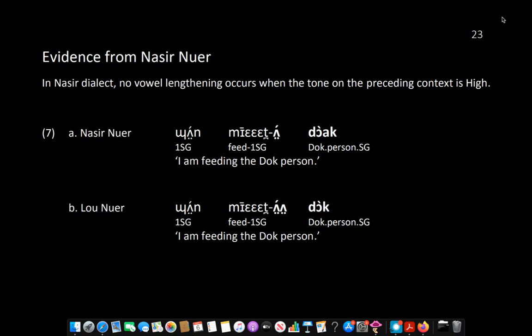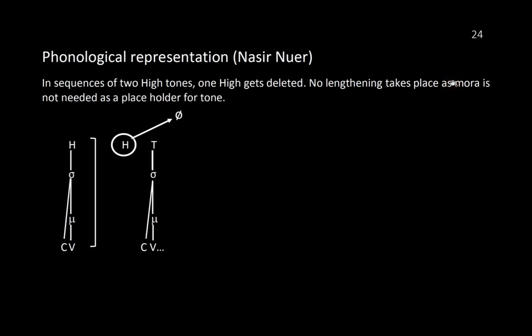The Nasser data suggests that in sequences of high tones, one of those high tones gets deleted. The way to understand the absence of vowel lengthening in the preceding context is then to assume that the mora is needed as a placeholder for the complex tone. And when there is no complex tone due to the high tone deletion, there is no mora insertion needed.